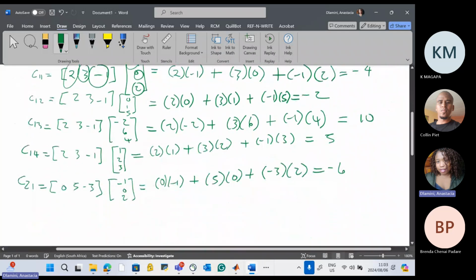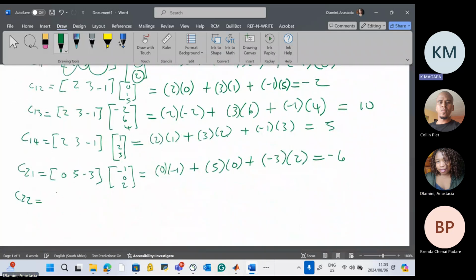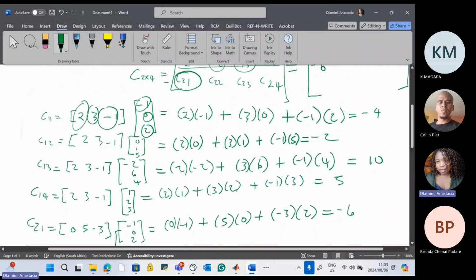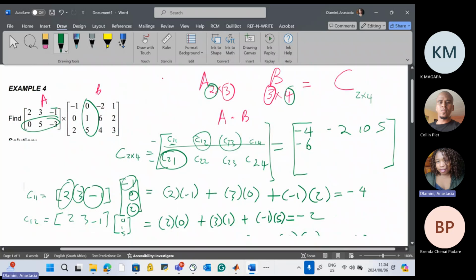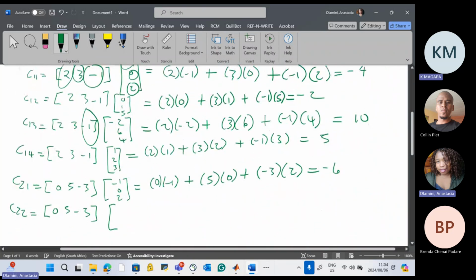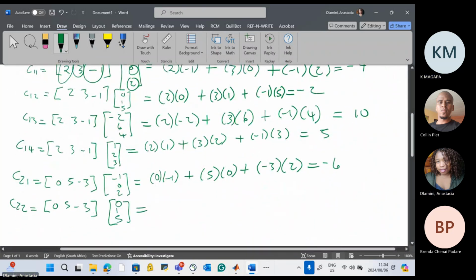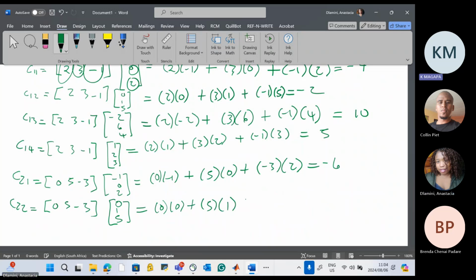Which one is the next one? C22. Row 2, column 2. Well done. What is our column 2? Row 2, column 2, that's 0, 1, 5. So that's 0, 1, 5, which is equal to? 0 multiplied by 0, plus 5 multiplied by 1, plus -3 multiplied by 5. Which is equal to?